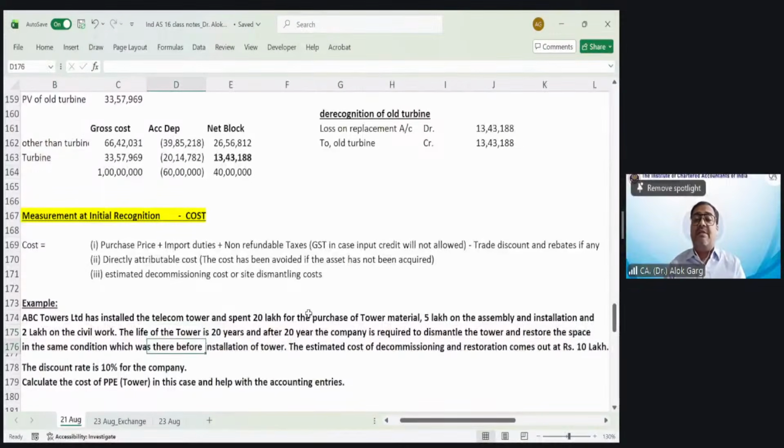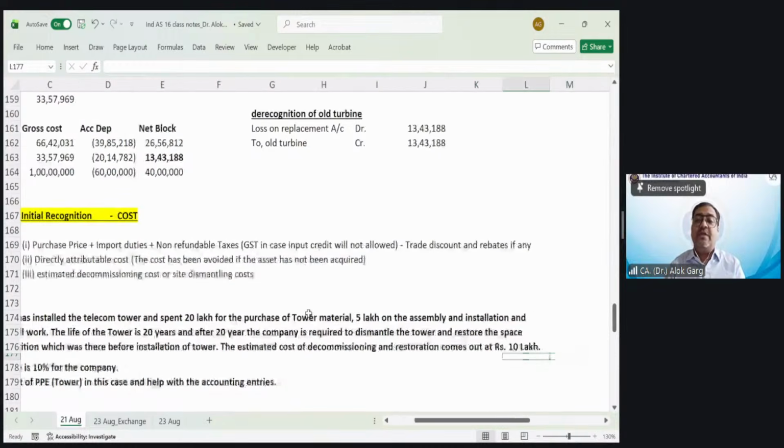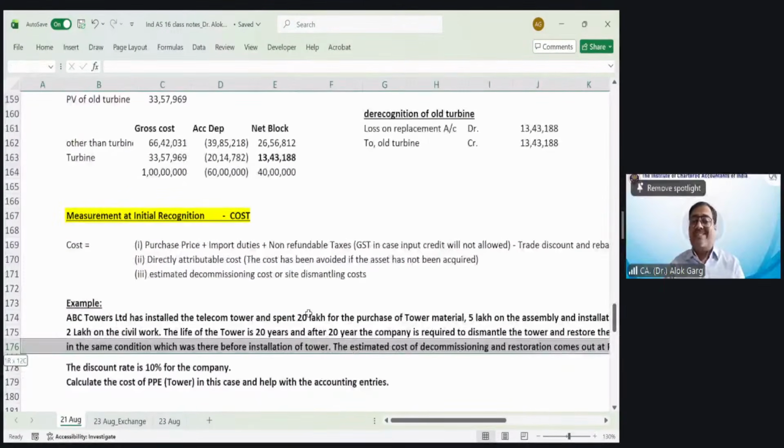So the life of the tower is 20 years, and after 20 years, the company is required to dismantle the tower and restore the space. This 10 lakh rupees, this decommissioning and restoration cost, is it today's cost or the cost after 20 years? This is the estimated decommissioning cost after 20 years.